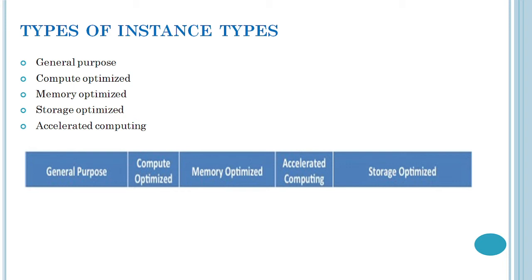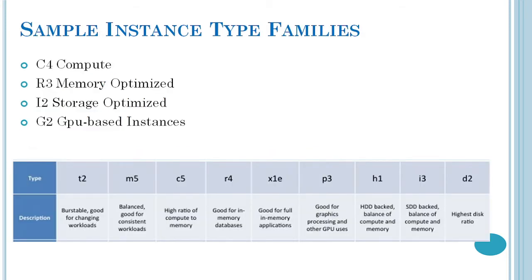Then accelerated computing, also known as GPU based instances. Accelerated computing instances use hardware accelerators or co-processors to perform functions such as graphics processing or data pattern matching. Now, instance families. C for compute optimized, for workloads requiring significant processing.